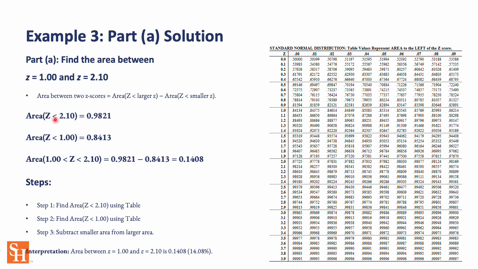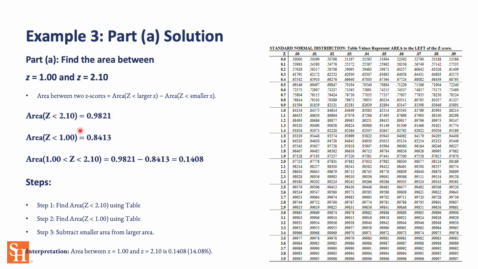So from the Z table we can find this area. So what we have to look for is 2.10. Where is 2.10? Here is 2.1. So this value, the area to the left side of Z score 2.10, is 0.9821, and we can round it to 4 digits, like 0.9821.